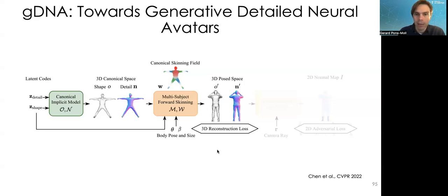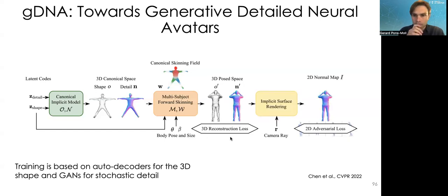This network is going to be trained using a 3D reconstruction loss, using an auto-decoding framework. And then in order to obtain the details, the normals will be rendered producing a 2D normal map, and then a 2D adversarial loss will be applied here also in order to learn this more stochastic component.